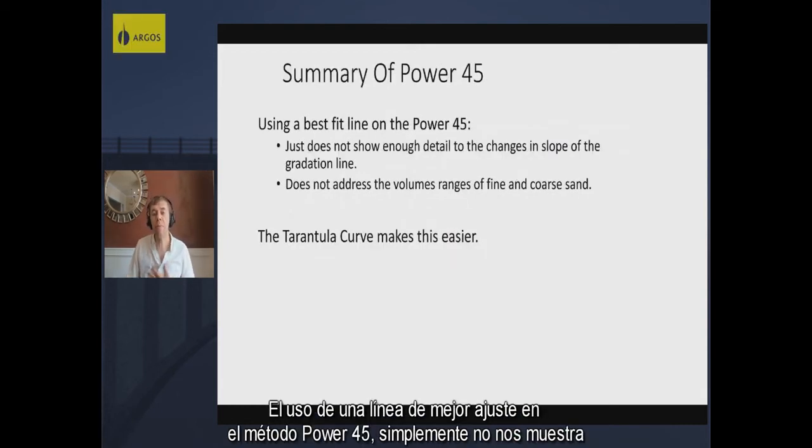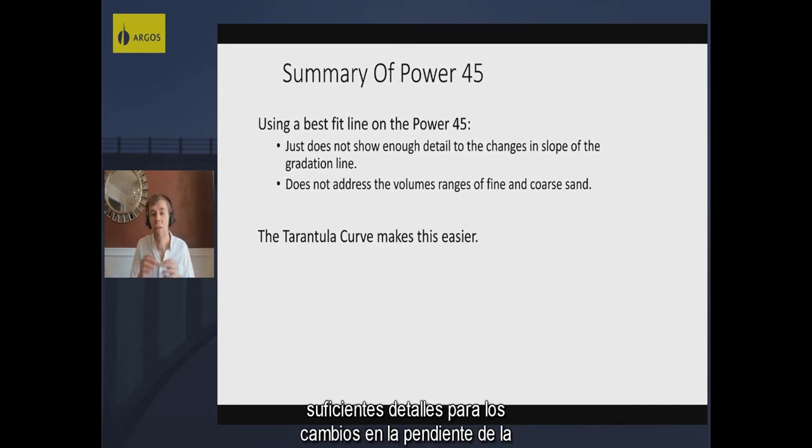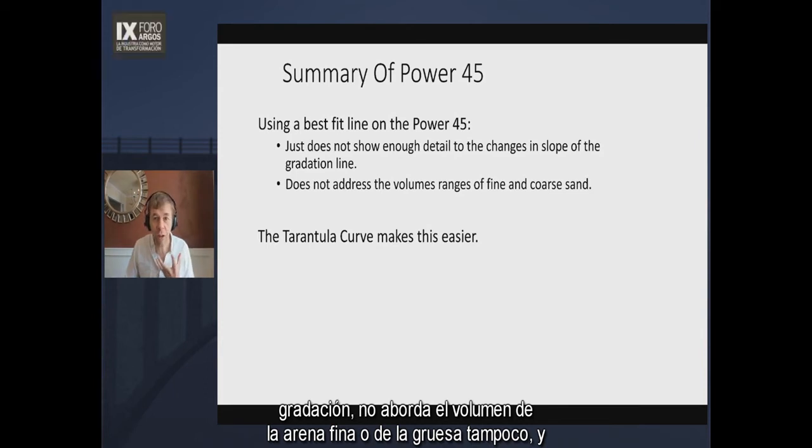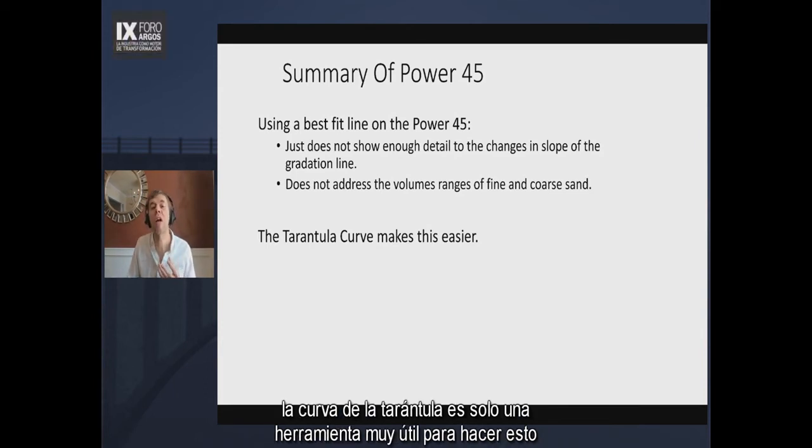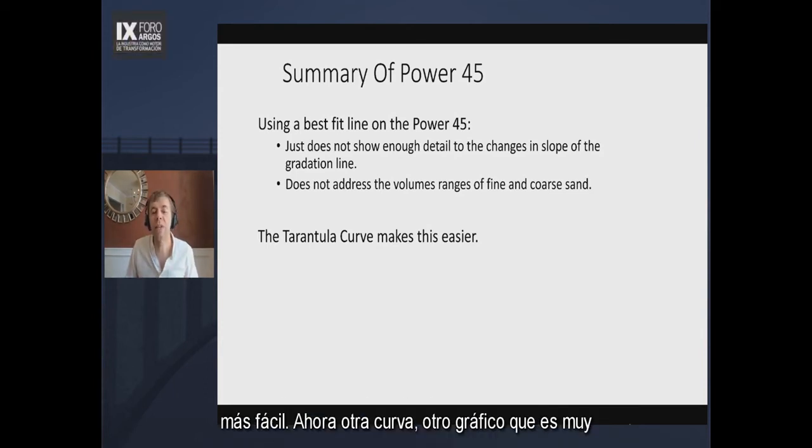So using a best fit power line on the Power 45 curve just doesn't show us enough detail for the changes in slope of the gradation. It doesn't address the volume of the fine or the coarse sand as well. And the Tarantula Curve is just a very useful tool to make this easier.